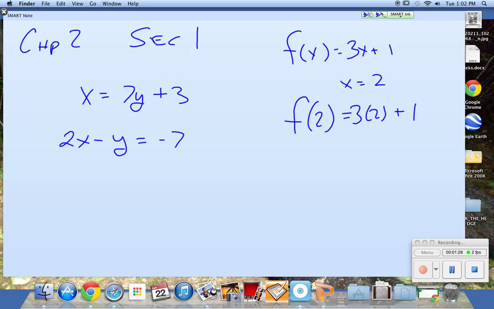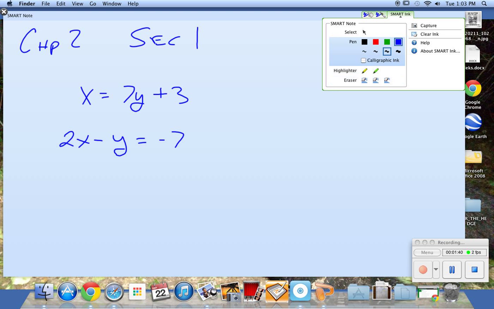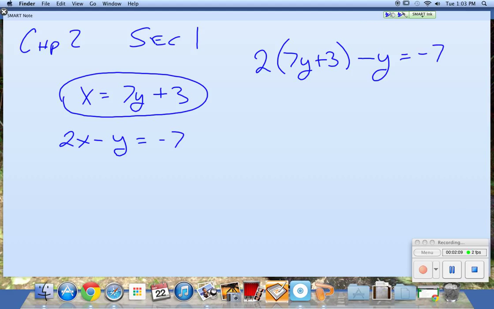Same basis. It's the same thing, except now we're going to solve for one of the variables and plug that in. In this case, one of the variables is already solved for. This is kind of easy. They solved this for you before we even got started: x equals 7y plus 3. You plug it right into the x. So we have 2 times 7y plus 3, and now we put in the rest of the equation, minus y equals negative 7. And now you solve it for y.